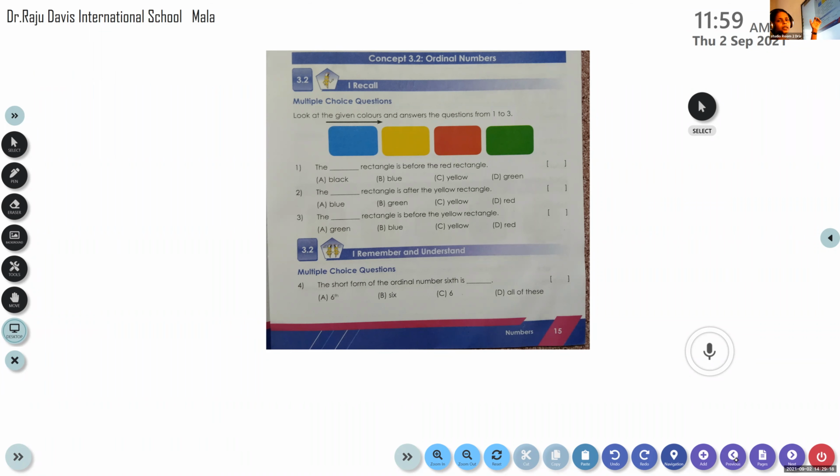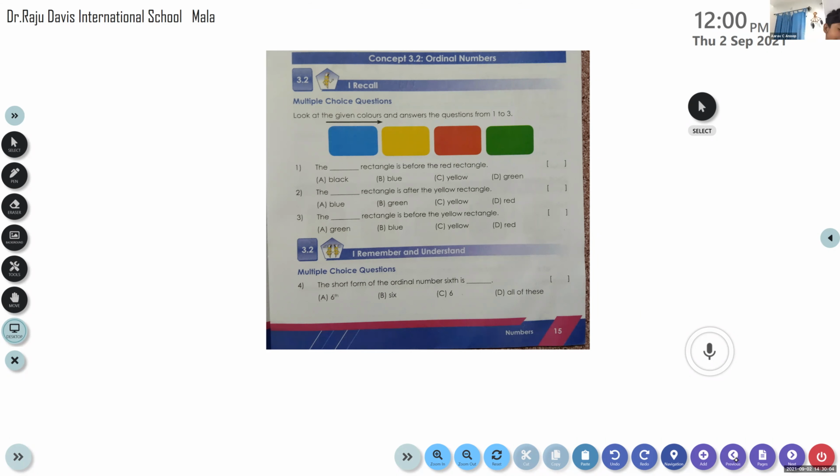So the first exercise is related to the portion which we studied in standard 1. That means the positions: before, between, and after. Okay. So, Binakshi, please read the question. Multiple choice question. Look at the given colors and answer the questions 1, 2, 3. Very good. So, you can see different colors of rectangles. What's the color of the first one? Blue. Second one? Yellow. Third one? Red. And the fourth one? Green. Very good.